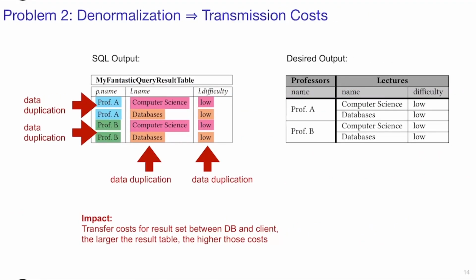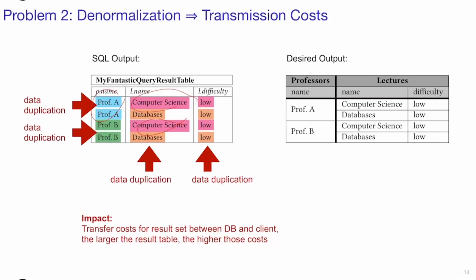And then there's transmission cost. If you introduce redundancy, you have to transfer the same data multiple times rather than transferring it once. You pay a price, additional transmission costs. So this Prof A here has to be transferred twice, computer science the same. Of course, you can then throw some clever compression algorithm at that. We will look at how you could compress these things later on in this lecture. There are very nice techniques that allow you to compress data and then have less I/O. However, it's already rotten from the start. Why do you create these duplicates in the first place?